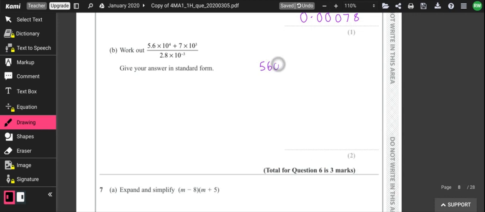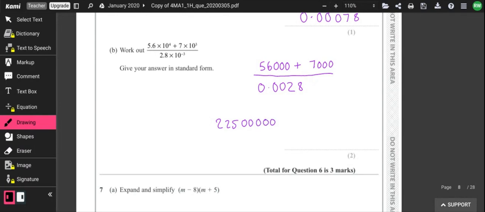5.6 times 10 to the 4 plus 7 times 10 to the 3, divided by 2.8 times 10 to the negative 3. Give your answer in standard form. So that is 2, 2, 5, and then 1, 2, 3, 4, 5 zeros.